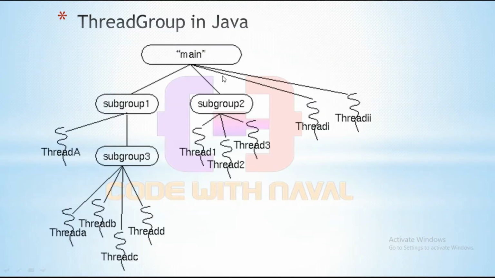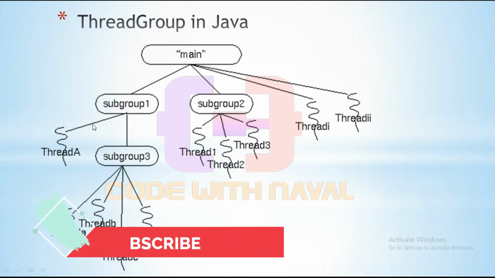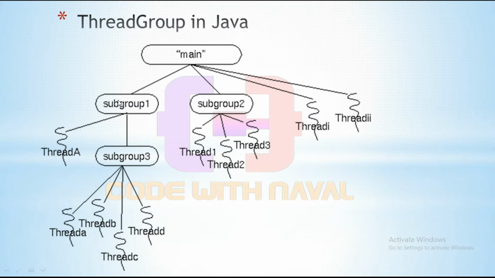Okay, here in this diagram you can see we have a main thread group. Inside the main thread group we have a main thread. Inside the main thread we create a sub thread group. Here you can see this thread group. Inside a thread group we can combine threads or thread groups. One thread group can contain threads or it can contain thread groups.